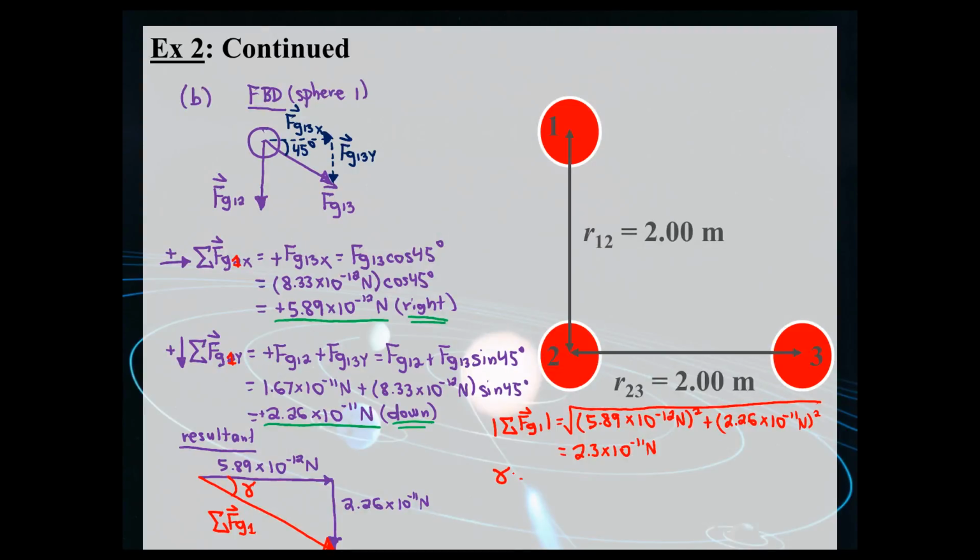Let's calculate gamma. So gamma is the inverse tangent of side opposite, 2.26 times 10 to the negative 11 newtons, divided by side adjacent, 5.89 times 10 to the negative 12 newtons. Then I'm going to get an angle, let's just go to a whole number, of 75 degrees.